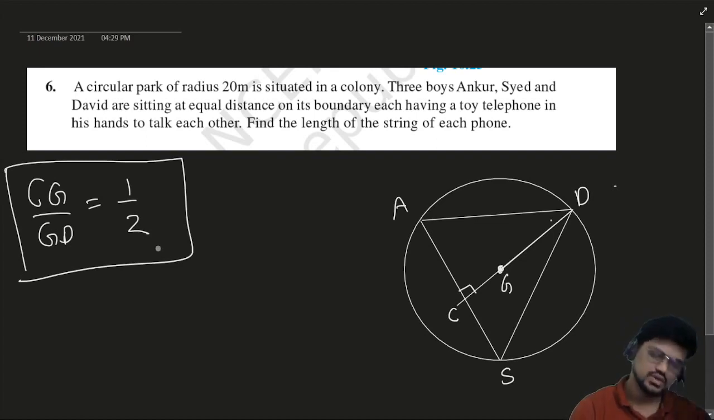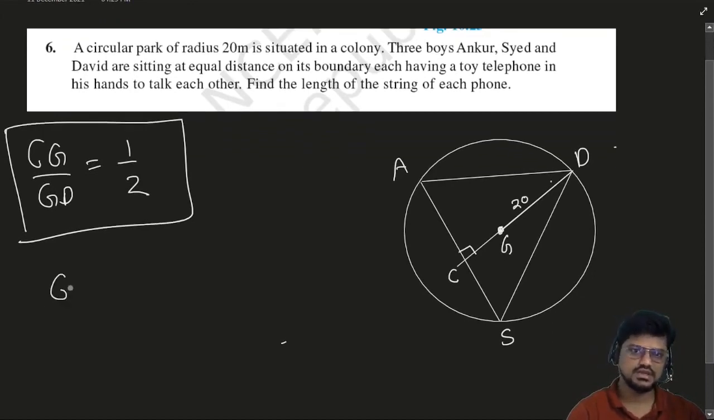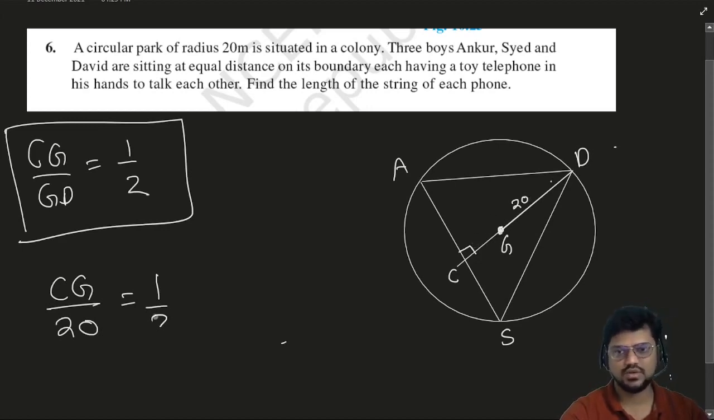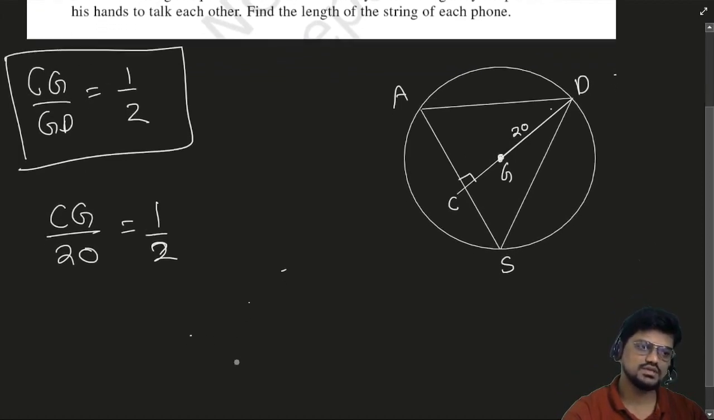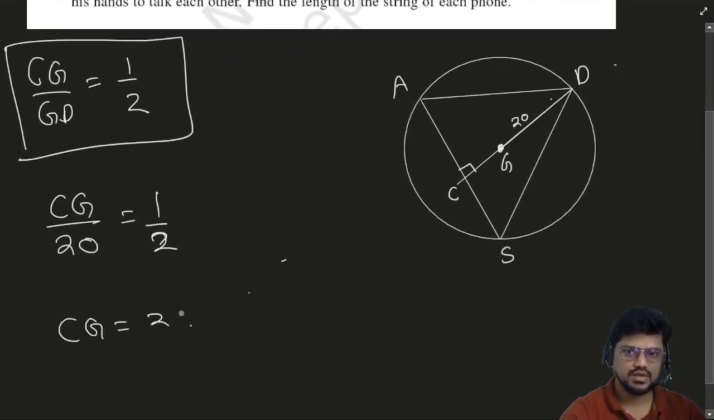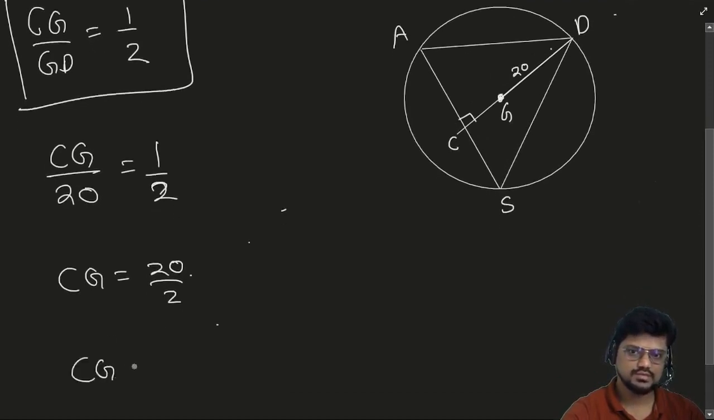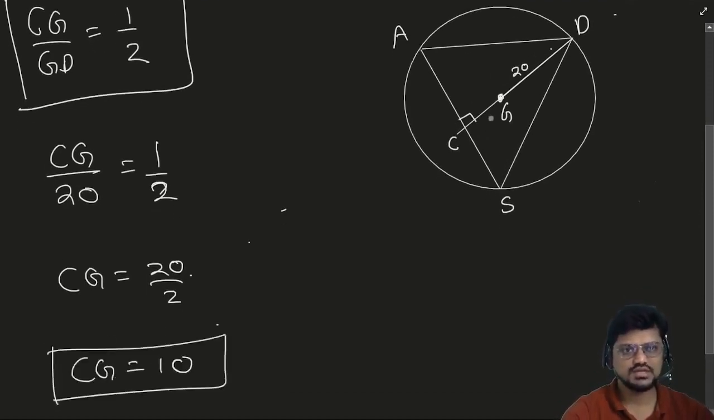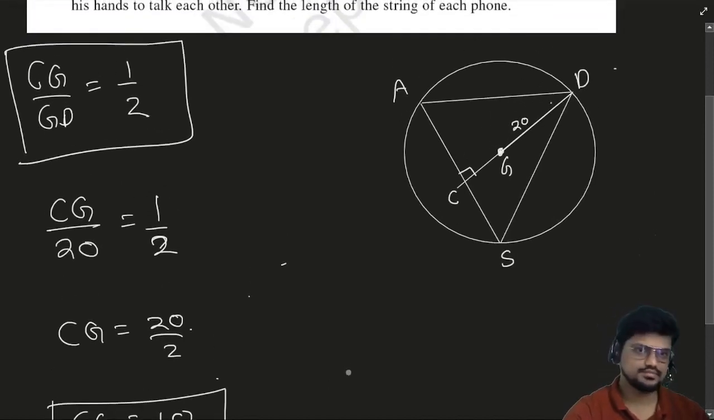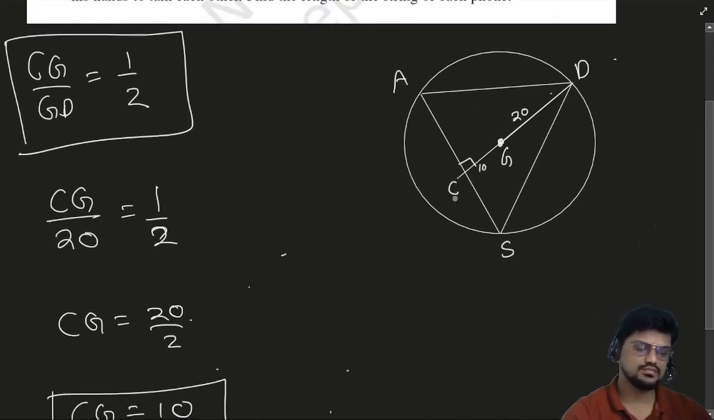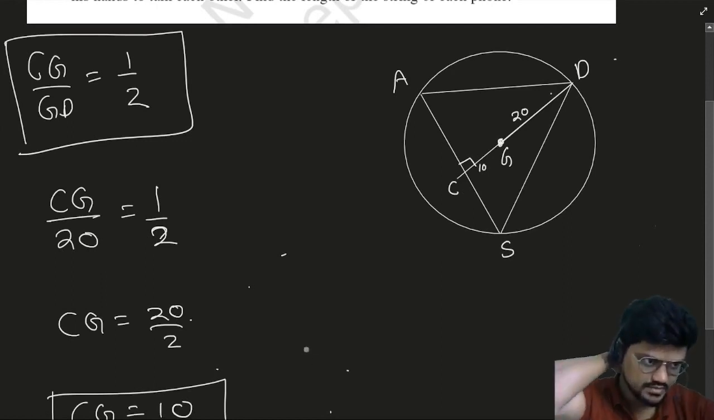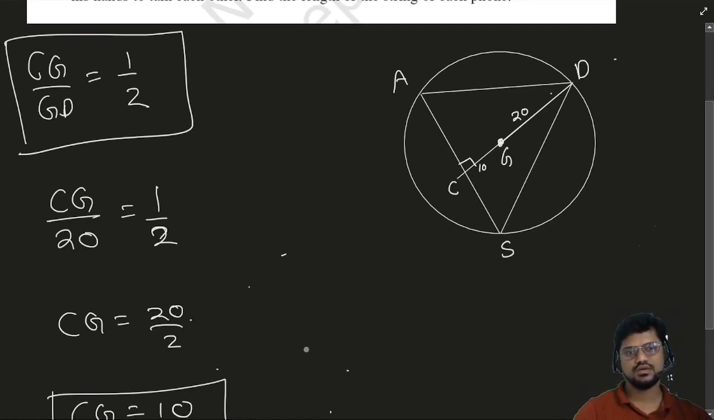We already know it. So if this is 20, CG is to GD. So CG upon 20 is equal to 1 upon 2. So the value of CG will be how much? 20 upon 2, which gives me 10. So this is 10. If this is 10, the value of CG is how much? 10.